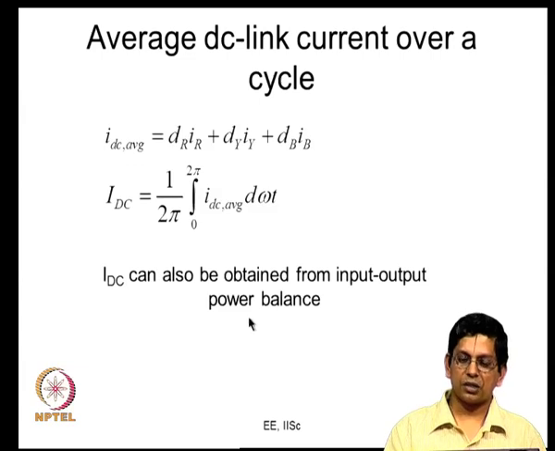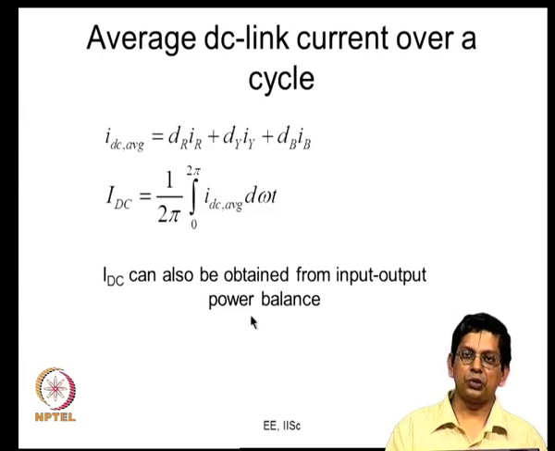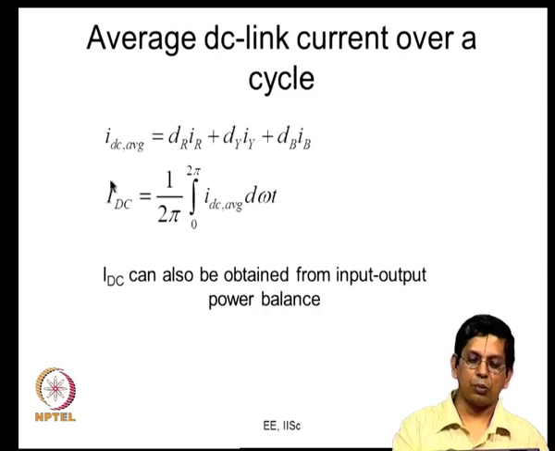So, you can always write that if Vm is your peak phase voltage, Im is your peak phase current, and phi is your power factor angle, then Vm Im into cos phi, multiplied by 3/2, would be the AC side power. So, you can look at it from that, and the AC side power and the DC side power you balance, and you can come to IDC.